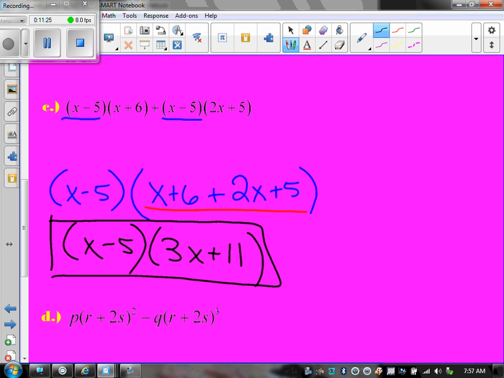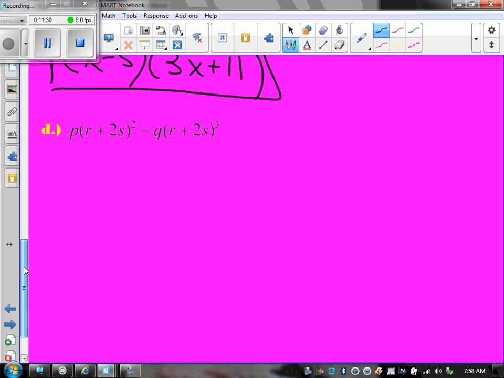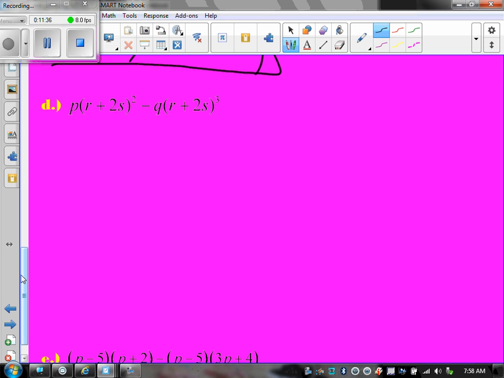Okay, we're going to kind of do the same thing when we start doing grouping. Let's do this one. Let's do D. Look at D. I do not foil, right? That's going to give me the opposite of what I want. I want to factor. Look at D really carefully. Do you notice anything? You get the factor out of r plus 2s squared. They have an r plus 2s, both of them? Each one has an r plus 2s.